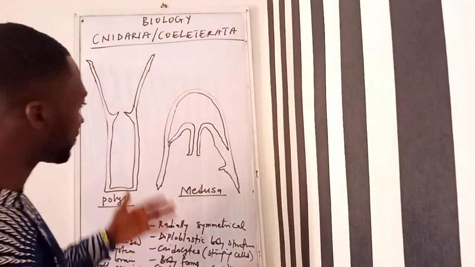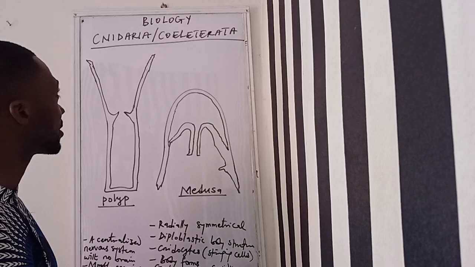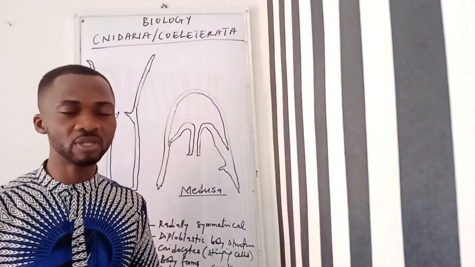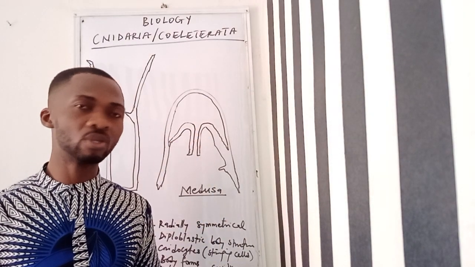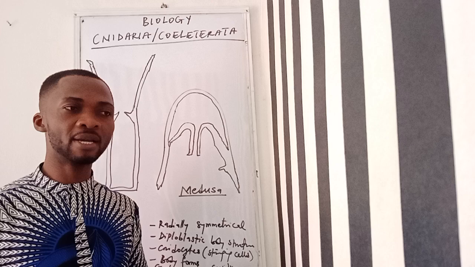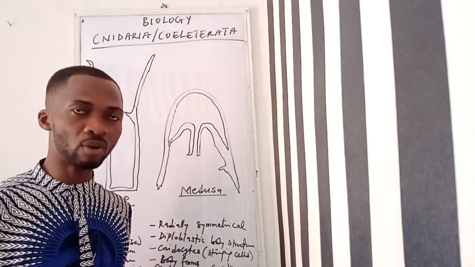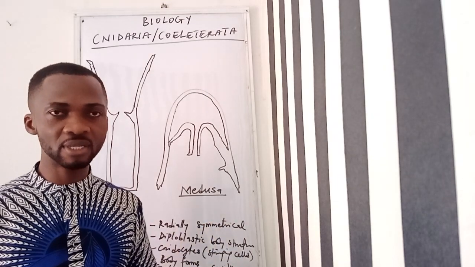The first thing I want to let you know is that the Cnidaria are also called the Coelenterata. This is the third phylum, starting from the Protozoa, like I previously explained.